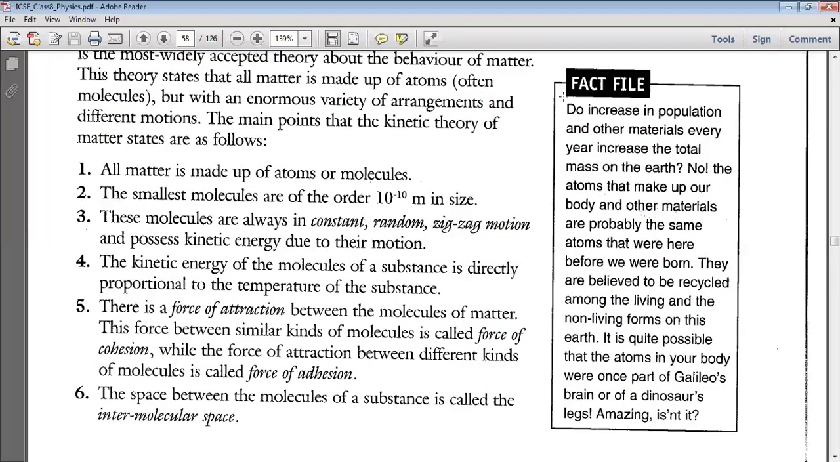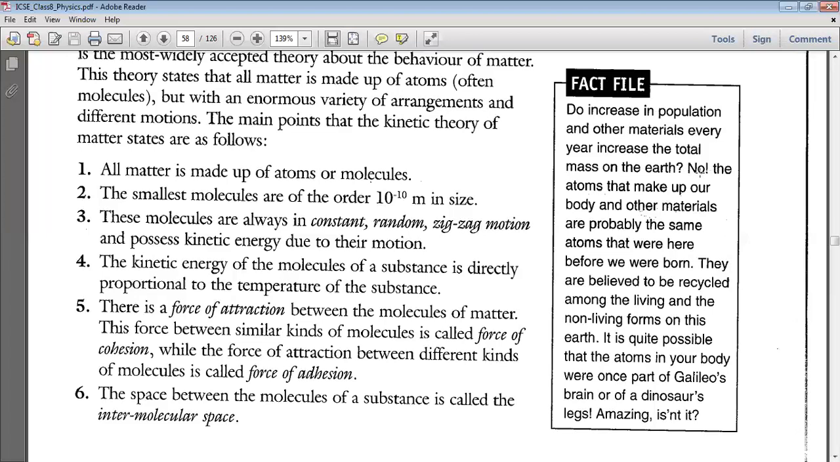Okay, let us go to this fact file. Due to increase in population and other materials, does every year the total mass on the earth increase? So with increase in population and with increase in other materials every year, does it increase the total weight or total mass on the earth? It's not so. Surprisingly, it is no.